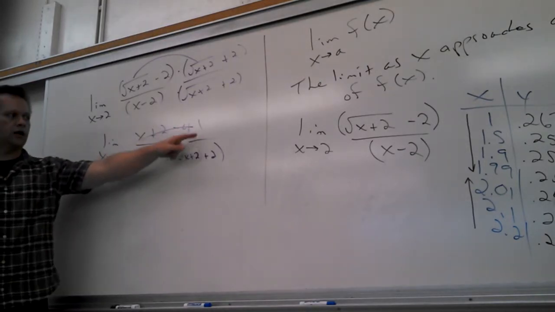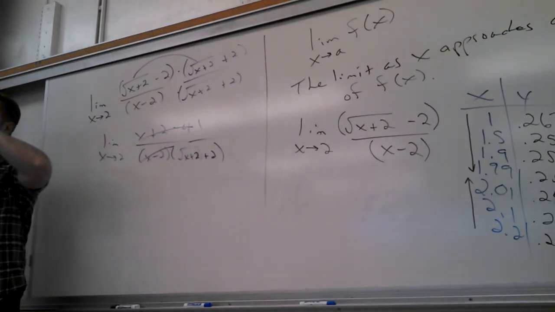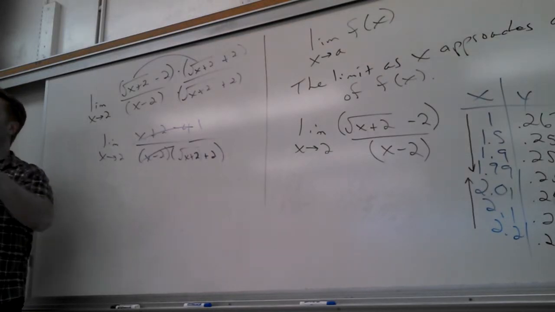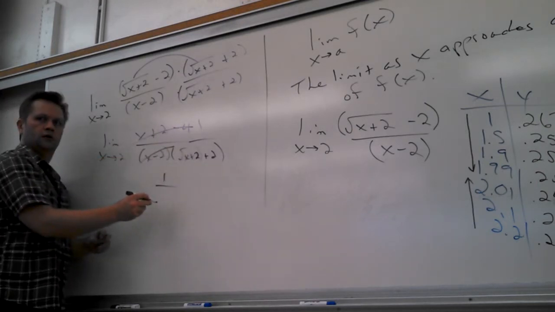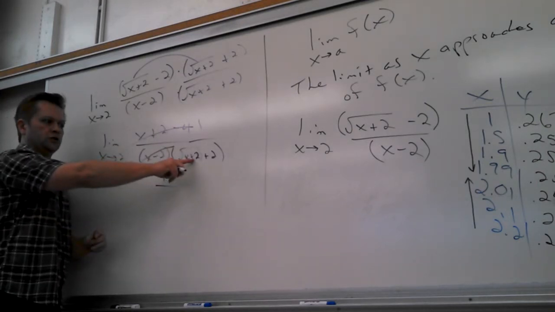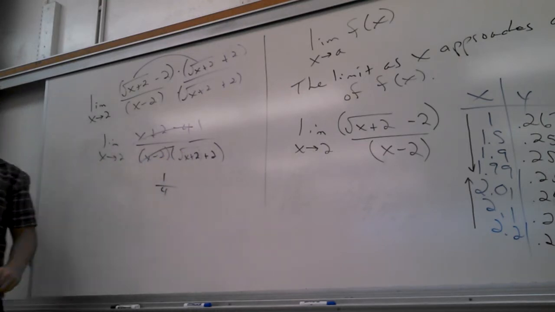Now, can I plug a 2 into the result? Yes. What happens when you plug a 2 in? You get 1 over the square root of 4 plus 2, which is 1 over 4. You get 1/4. So that's the algebra saying, here's the exact answer. You're right with your guess. Good job, human.